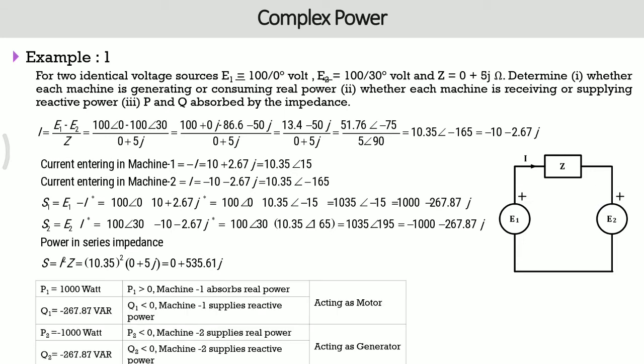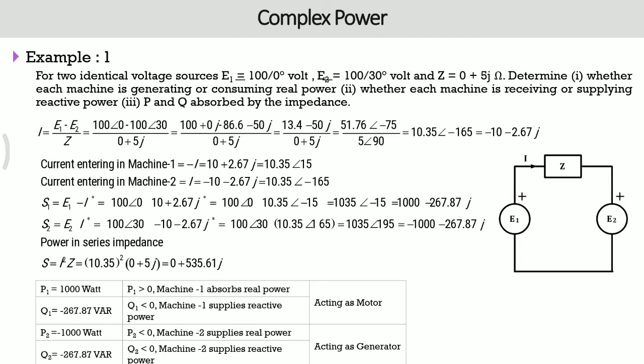So now our first question is whether each machine is generating or consuming real power. How can we say whether the machine generates or consumes real power? We got all the answers, and now it's time to conclude what the question asked for. P1 is 1000 watt. How do we get this 1000 watt? S1 contains two parts. I already told you, S1 contains active as well as reactive power. Active power is P1 and reactive power is Q1.